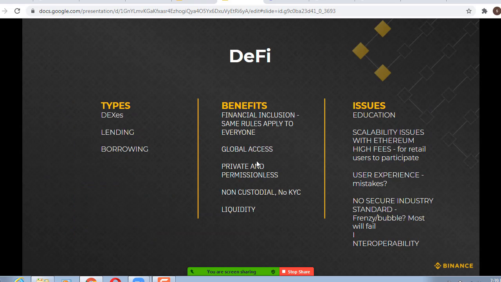Now, there is another form of money, or another form that is erupting out of the cryptocurrency space called DeFi. DeFi means decentralized finance. Now, there are types of DeFi, and we have the DEXs. This is decentralized exchange. We have lending and borrowing. Now, if you look at the Binance ecosystem very well, you know that they have where you can lend, where you can borrow, and where you can do a lot of stuff like launch pool, launch pad.